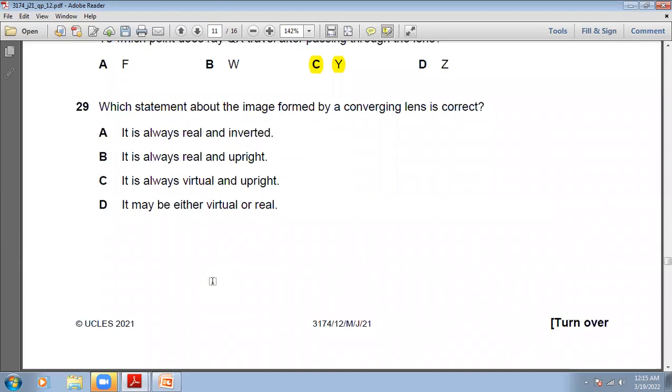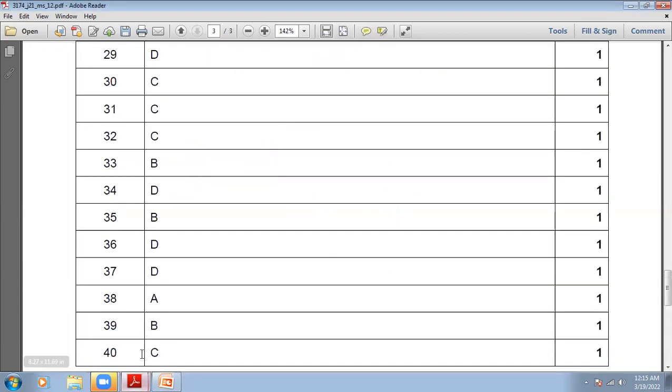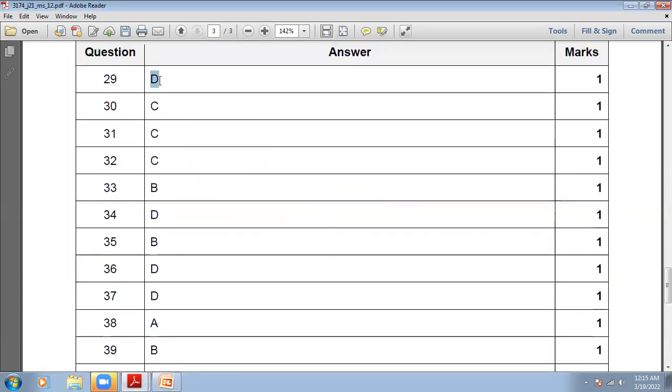He says, which statement about the image formed by a converging lens is correct? The converging lenses can make real images, they can make virtual images, they can make magnified images. So they can do all the things. So with converging lenses, the image may be either virtual or real. Yes, in the case of the converging lens, the image might be real and might be virtual. So I think question 29, D is the choice. Yeah, D is the right option, sir.